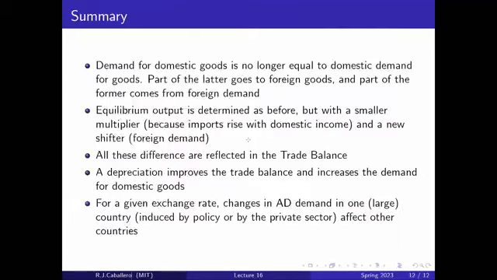Another very important message from this part of the course is that a depreciation improves the trade balance and increases the demand for domestic goods. Again, that's what is called the expenditure switching mechanism. The expenditures, both of domestic residents and foreigners, switch towards domestic goods. That's also very important: for a given exchange rate, changes in aggregate demand in one large country, induced by policy or the private sector, in this case China reopening, affect other countries through Y star, through exports.